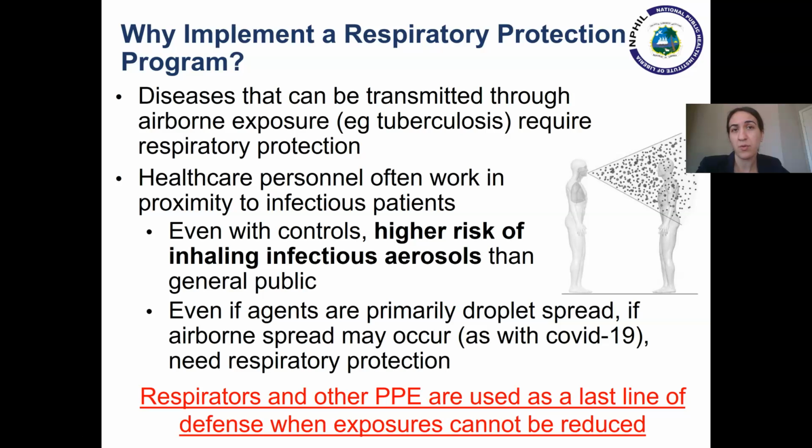Diseases that can be transmitted through airborne exposure require respiratory protection that filters the air and fits closely to the face so that airborne particles can't enter the nose or mouth. Healthcare personnel must often work in close proximity to many infectious patients. Healthcare workers have a higher risk of inhaling infectious aerosols than the general public. Even for agents that are primarily droplet spread, if there is a possibility of airborne spread, such as with COVID-19, healthcare workers need respiratory protection. Respirators and other PPE are used as a last line of defense when exposures can't be reduced by other controls.